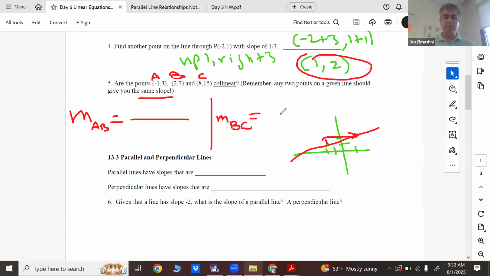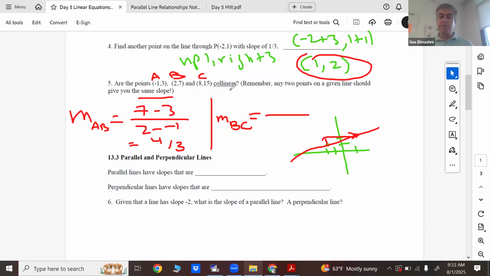If they're the same, then they're collinear. That's the only way to do it. You have to find individual slopes for two different pairs of points, or pick the first two and last two, whatever, right? So if I do 7 minus 3 over 2 minus -1, we should get 4/3, I think. Okay, if we get 4/3 for that one, the answer is yes.